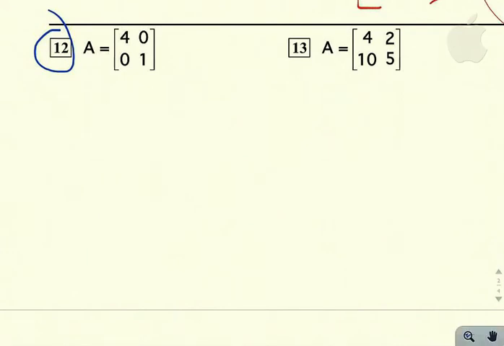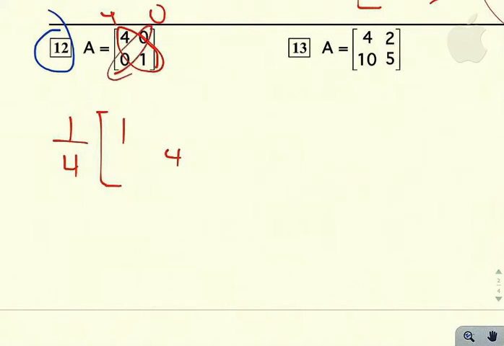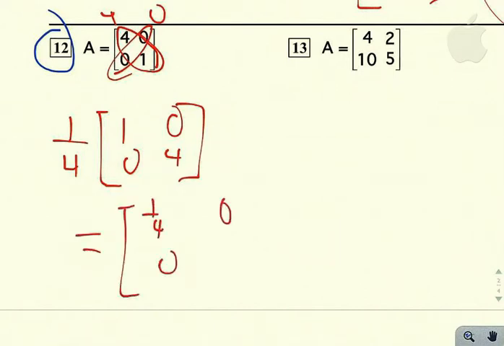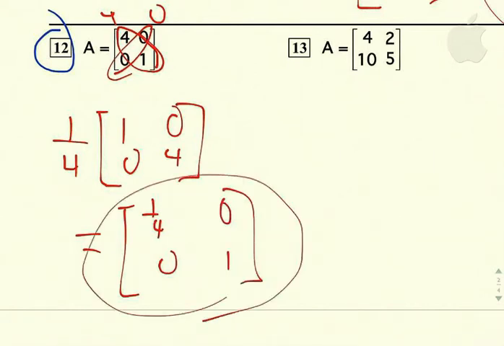Number 12. Got to find the determinant. So that diagonal is 4, these are 0, subtract, you get 4. 1 over 4 times, switch this diagonal, negate this diagonal, of course the opposite of 0 is 0, send 1/4 through. This is your inverse.